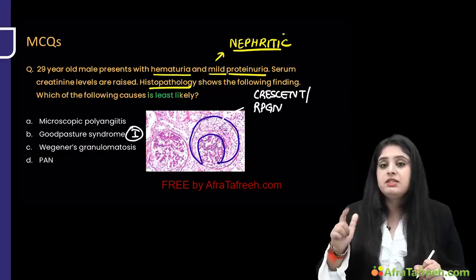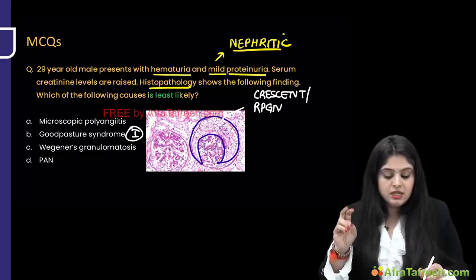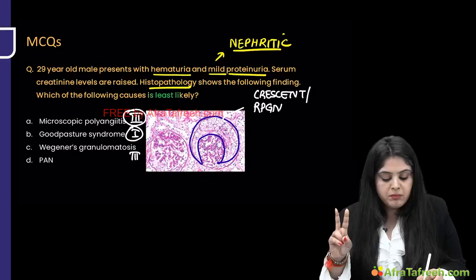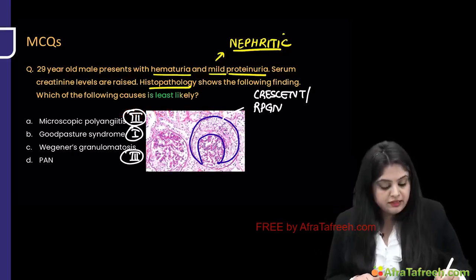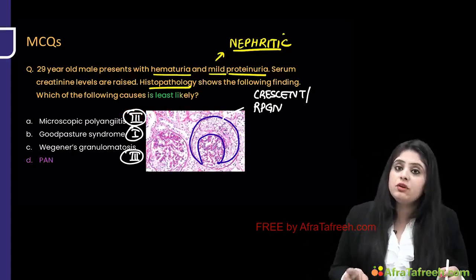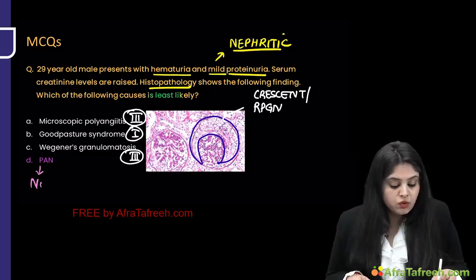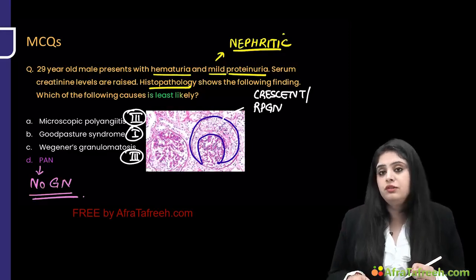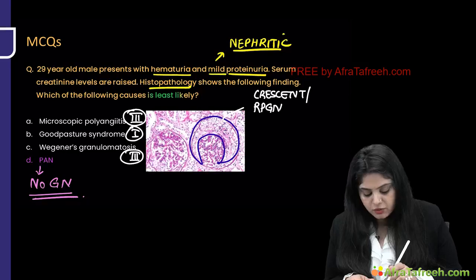This is there. RPGN type 2 had PSGN, IgA, all that is not mentioned. RPGN type 3 had these two, microscopic polyangiitis and Wegener's. What is least likely? Polyarteritis nodosa was nowhere mentioned. Go back to your vasculitis chapter, you will realize polyarteritis nodosa does not cause glomerulonephritis. That is what we had studied. It does not cause glomerulonephritis. Moving on to the next question over here.